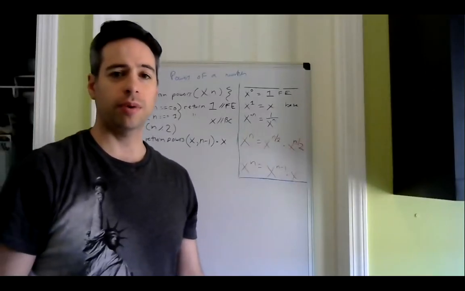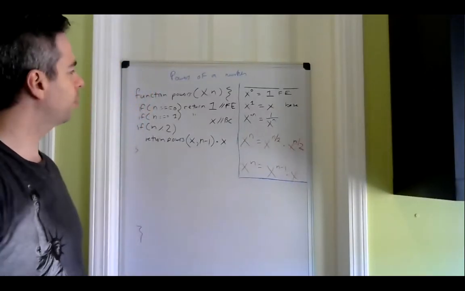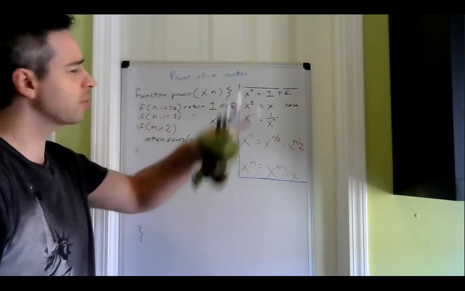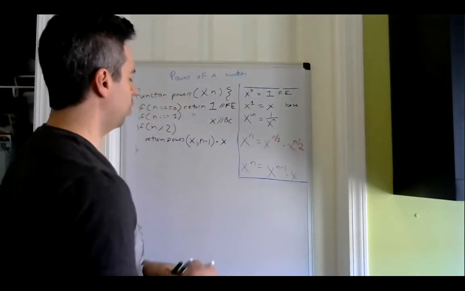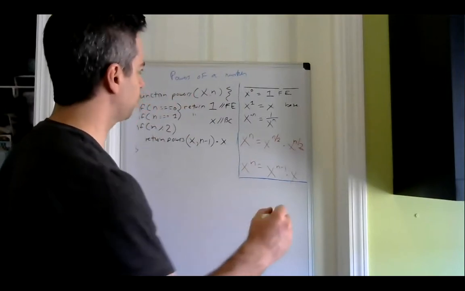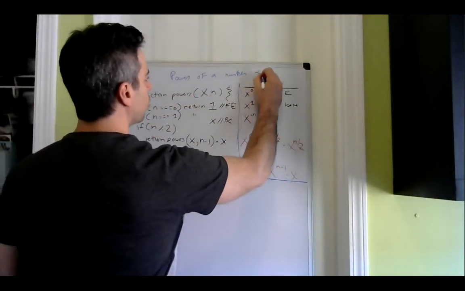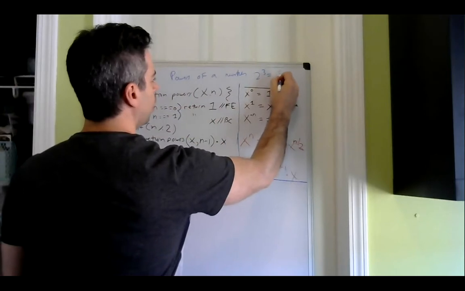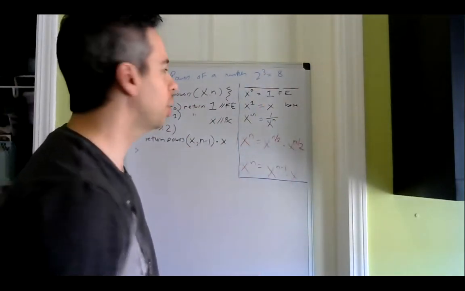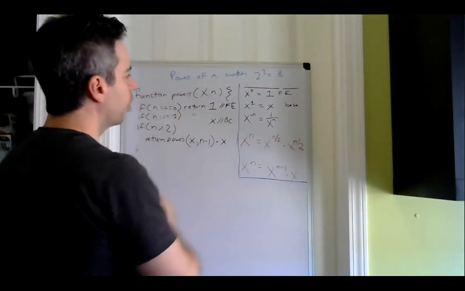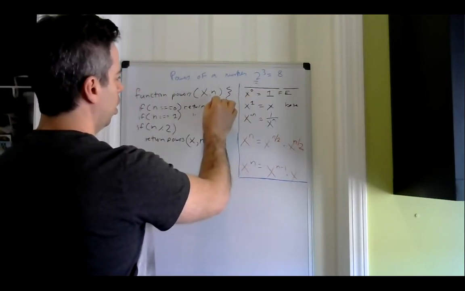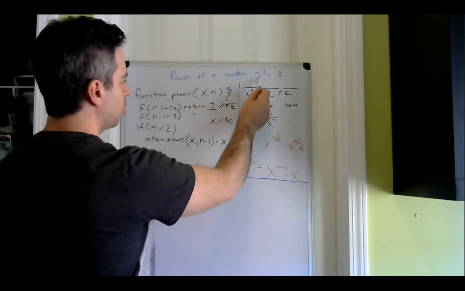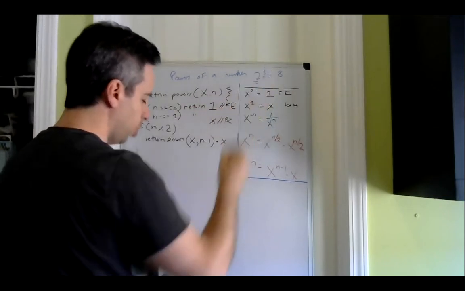Hey folks, today I'm going to do an algorithm that involves powers of a number. What it's looking for is if you had 2 to the 3, that equals 8. 2 times 2 times 2 equals 8. So a function that takes x and n, x being your base number, n being your exponent, like 3.